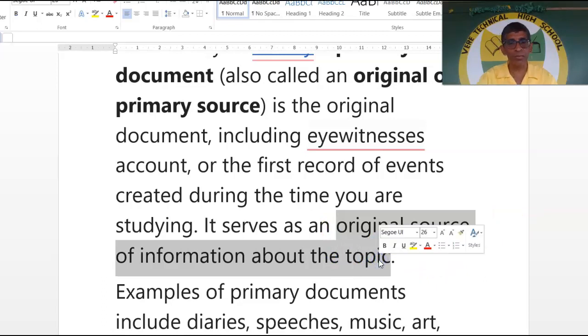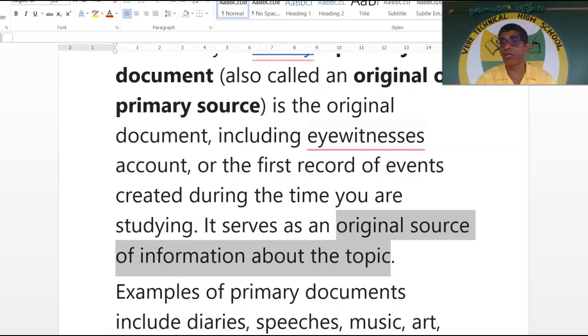Did you get that? So a primary document, all right, and some persons without making a distinction refer to it as a primary source. But I want our class to make the distinction between primary document and primary source. So a primary document, which is also called an original or primary source. Now, primary document is an example of a primary source.